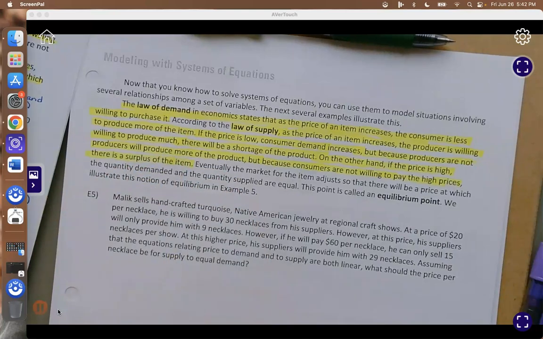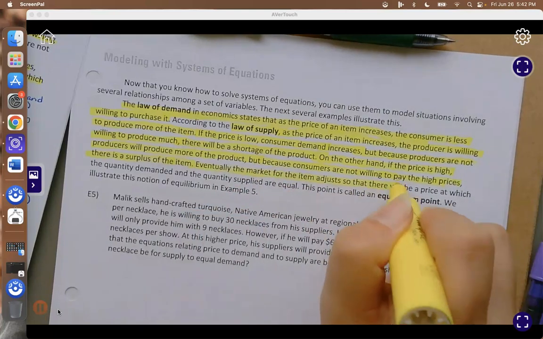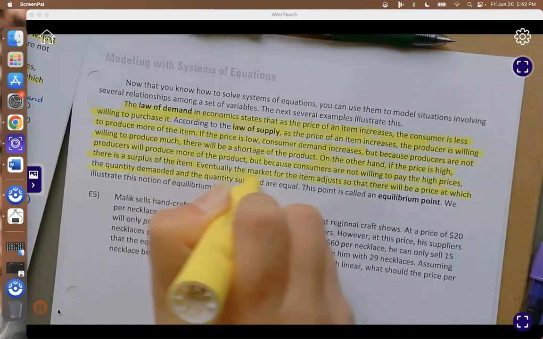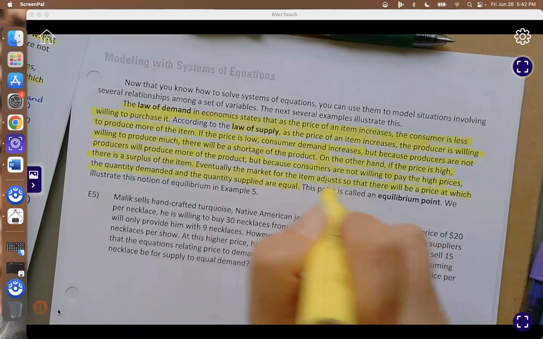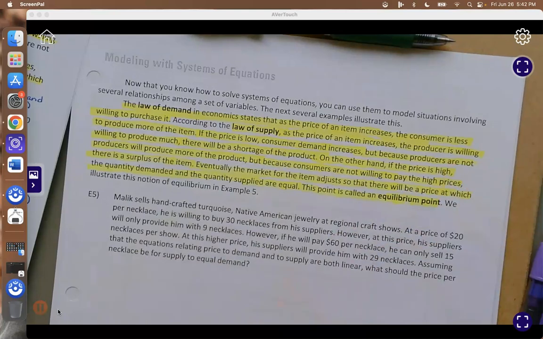Okay? Eventually, the market for the item adjusts so that there will be a price at which the quantity demanded and the quantity supplied are equal. This point is called the equilibrium point. So they have to find that sweet spot between what they're charging and the amount of product that they have. They've got to find that sweet spot where they're still making money, but they're not sitting with a bunch of product on hand.